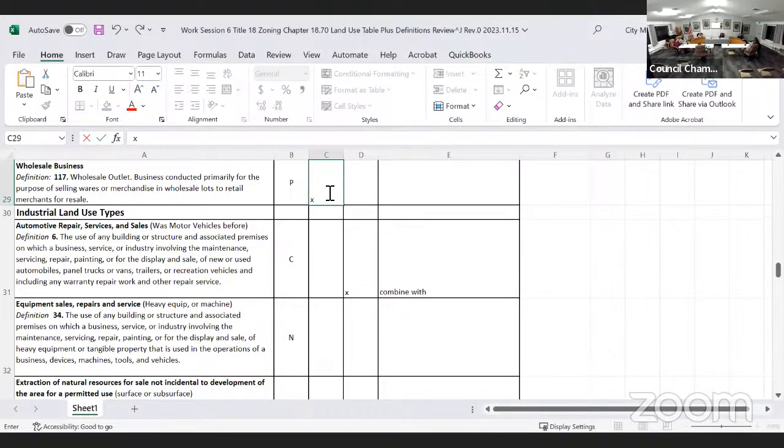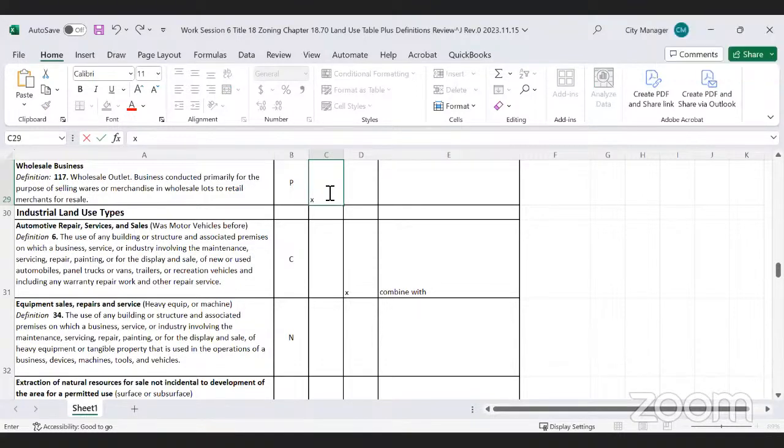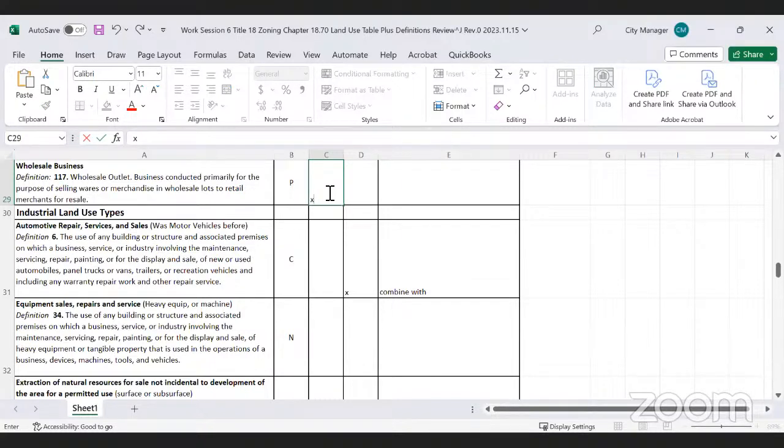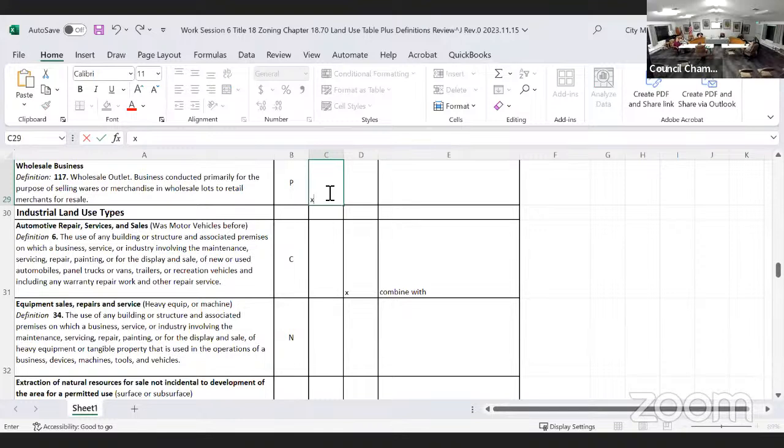To have this large wholesale establishment, I think that would depend on what it is that they're wholesaling and who they're wholesaling to. I'd like a Costco. I think at that point they'd be considered retail. Permitted.